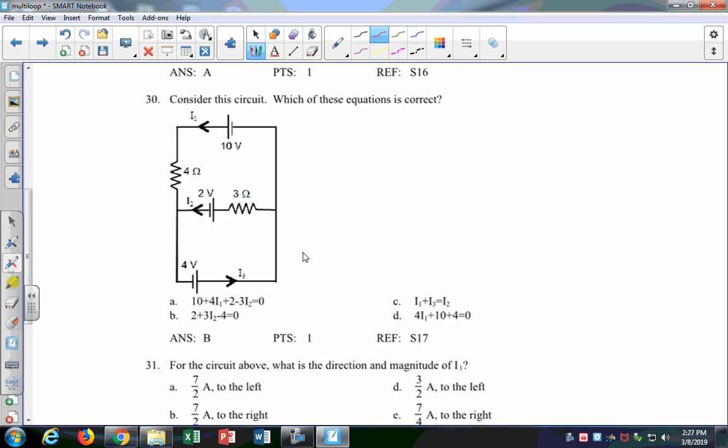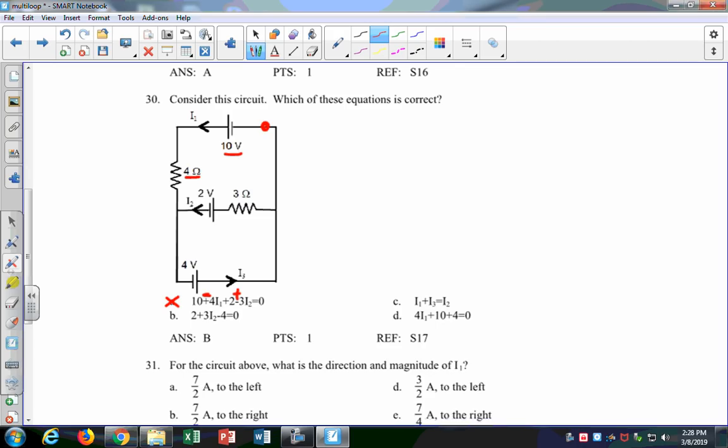Anyway, 10 plus 4I1. That means that I'm starting up here because I have the 10 and then the 4I1. And the 10 is positive, so that's correct so far. Except the 4I1 should be negative. You follow me? I'm going with the current. Plus 2, that's good so far. Minus 3I2. That would be correct if this were positive. It should be positive because I'm going against the current. So A is not correct for 2 reasons. Those 2 signs are wrong.